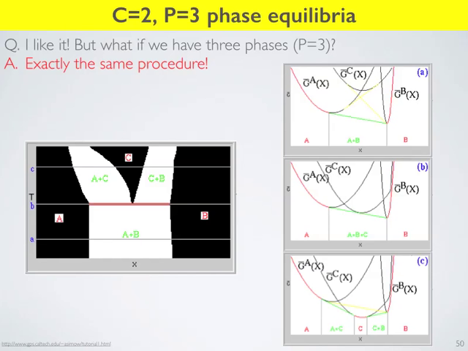So as we move left to right, we're going to be pure A. That's the best the system can do. As we move through this point here, we're actually going to have three-phase equilibria between A, B, and C because they all lie on this common tangent.